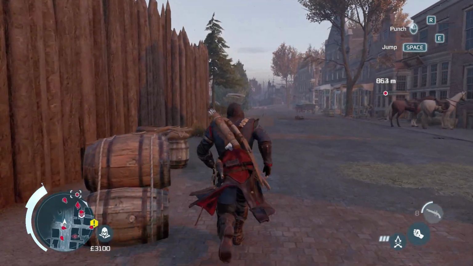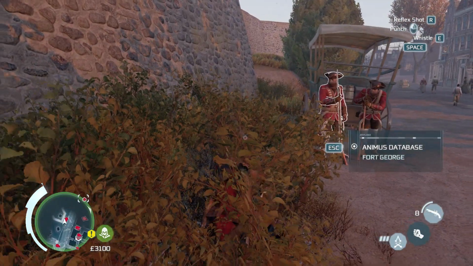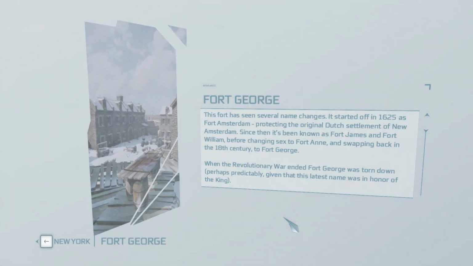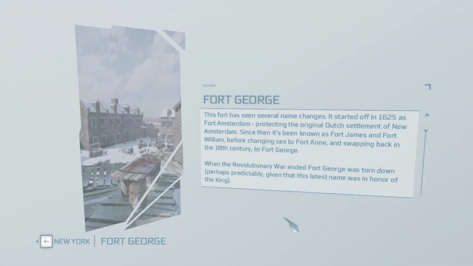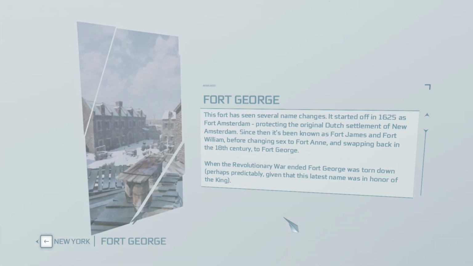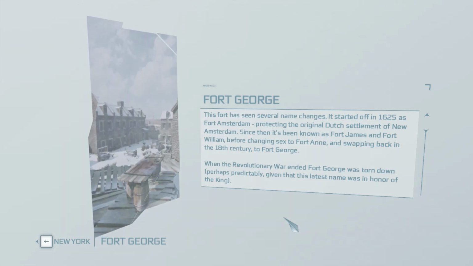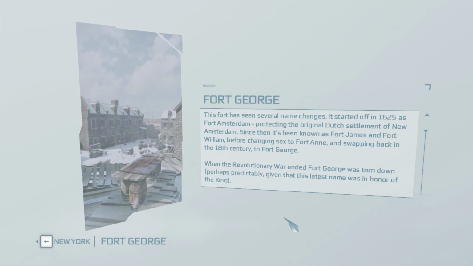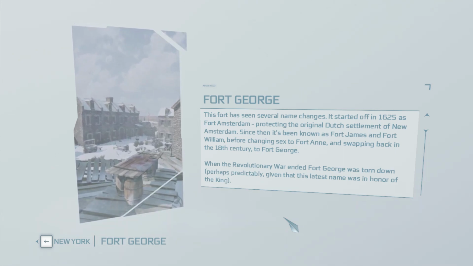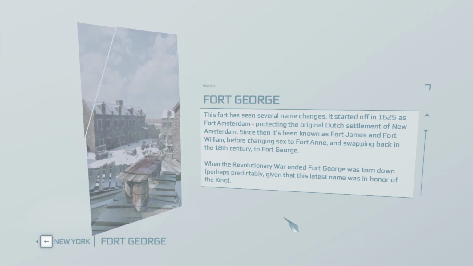After we get done with our viewpoints, we stumble upon Fort George. This fort has seen several name changes. It started off in 1625 as Fort Amsterdam, protecting the original Dutch settlement of New Amsterdam. Since then, it's been known as Fort James and Fort William, before changing sex to Fort Anne and swapping back in the 18th century to Fort George.